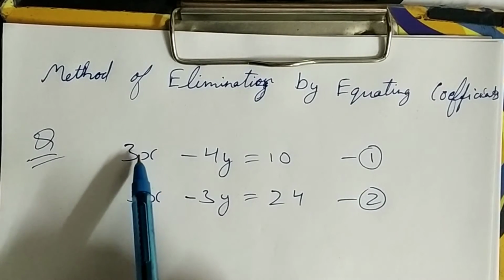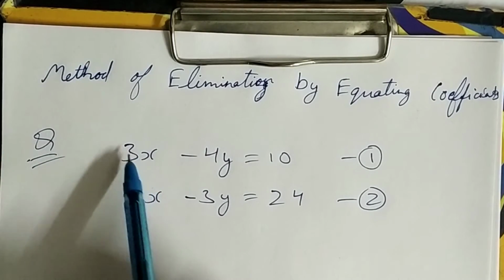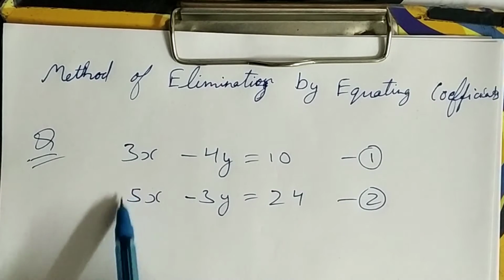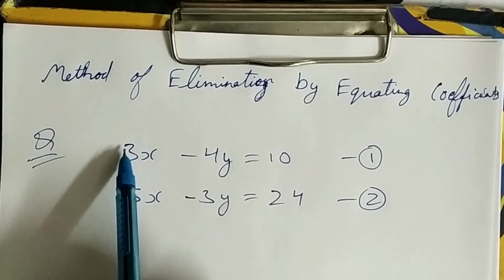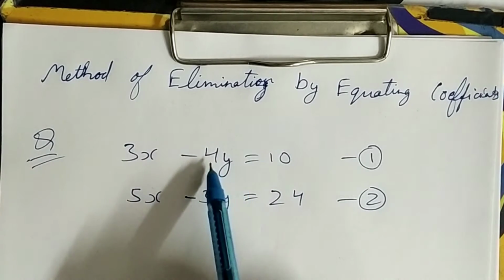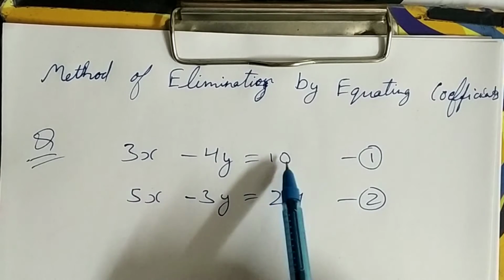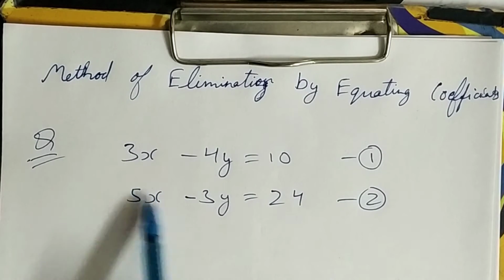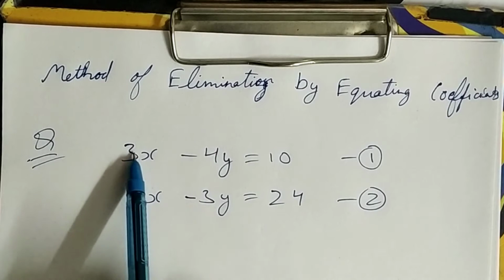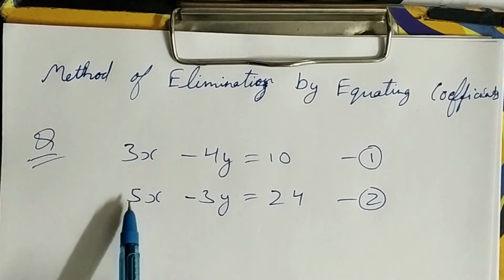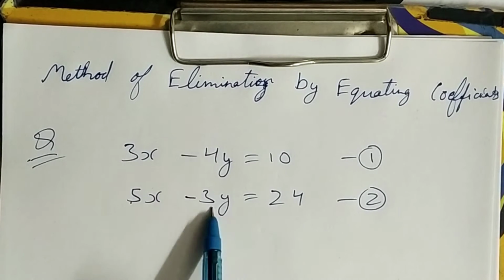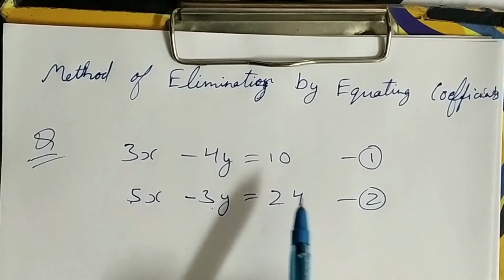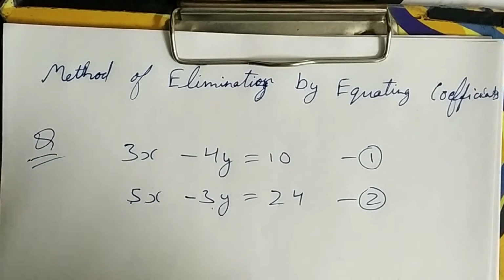For example, if we have to equate the coefficient of x, then this whole equation must be multiplied by 5. So this will become 15x, 20y and 50. And this equation must be multiplied by 3, the coefficient of the above equation. So this will also become 15x, 9y and 3 into 24, which is 72. So now these two will become 15x and 15x.